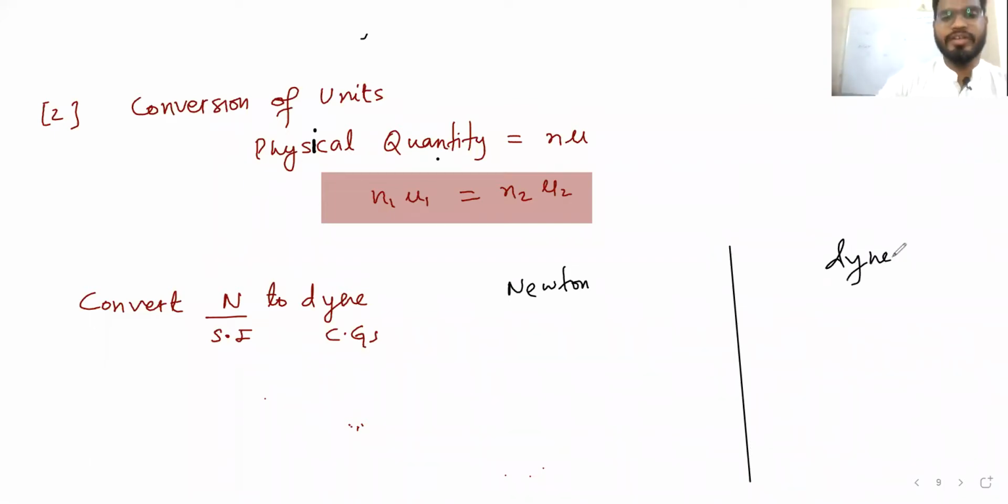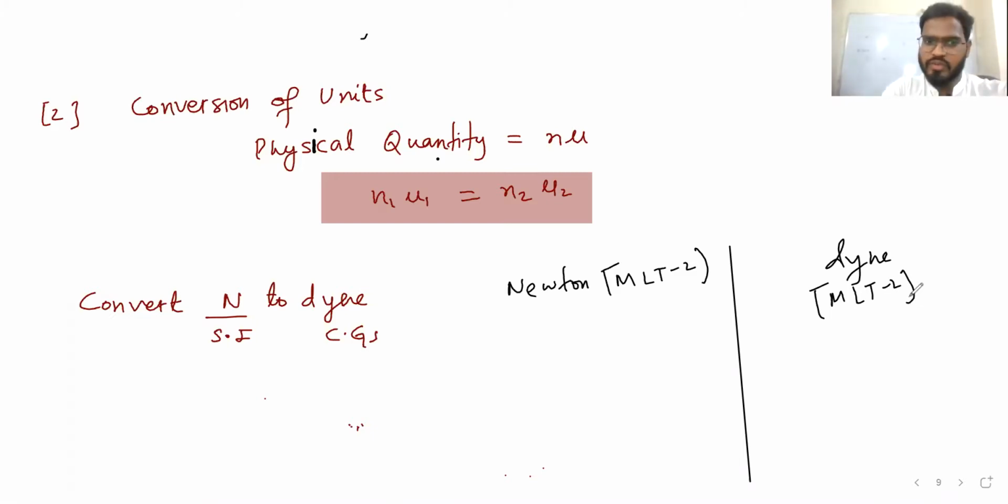Dyne is a CGS unit, right? Fine. So Newton we can say is MLT^-2, and here also MLT^-2. It doesn't depend here, right? Okay. That we understood: MLT^-2, MLT^-2.